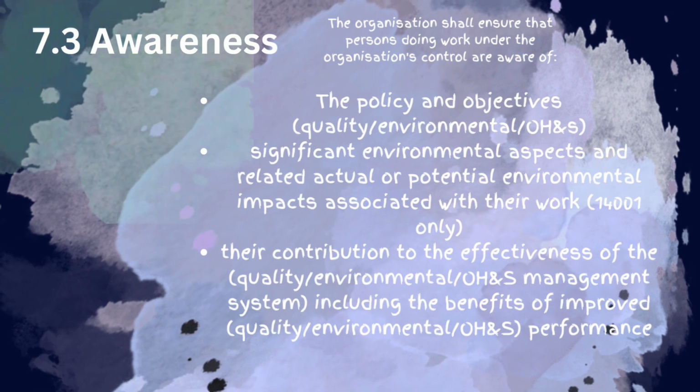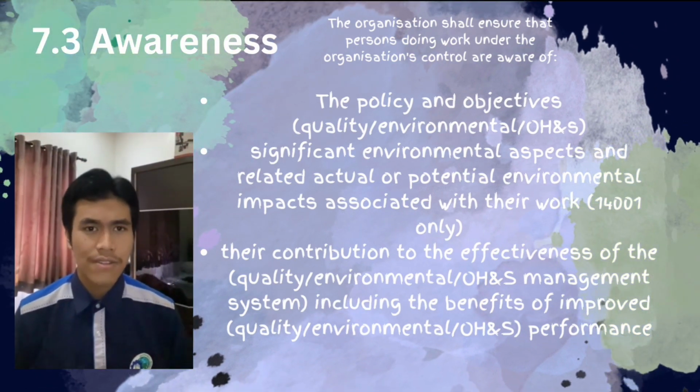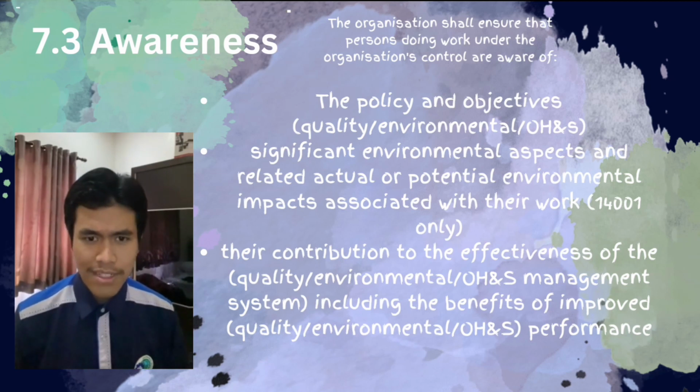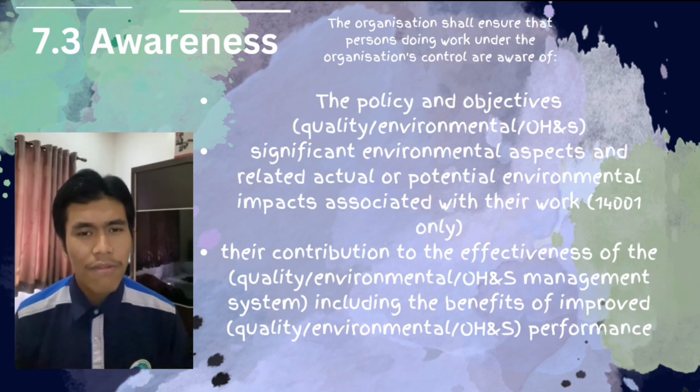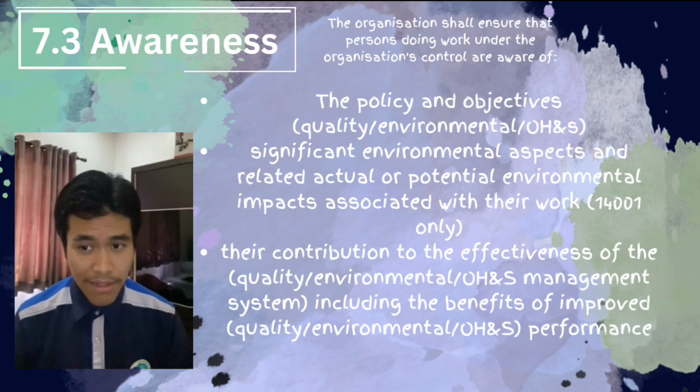Subclause 7.3 awareness is also similar across the ISOs, which states that the organization shall ensure that the people are aware of the policies and objectives, as well as making sure that the people are aware of their contribution to the effectiveness of the management system, including the benefits of an improved performance.